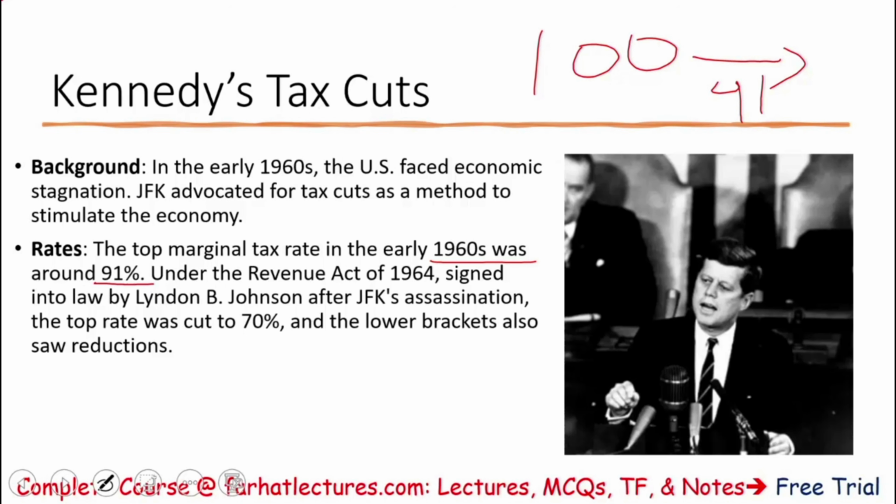So what happened is, under the Revenue Act of 1964, signed by Lyndon Johnson after JFK's assassination, of course, the top rate was cut to 70% because JFK was assassinated before he implemented his deal. And the lower brackets also saw reductions.